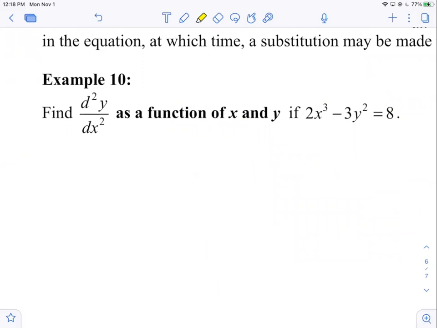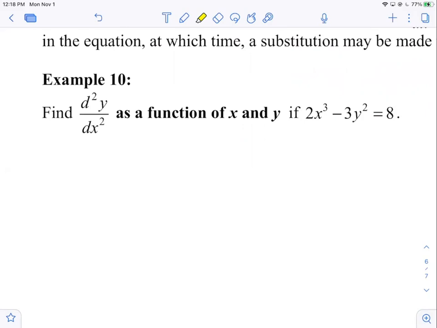Find d squared y over dx squared as a function of x and y if 2x cubed minus 3y squared equals 8. Beautiful, beautiful addition to a free response question. Okay, you've already done all the work with dy dx. Now they're like, boom. All right, notice it says as a function of x and y. That's in bold. Y'all see that? That can be easily overlooked as you're reading.